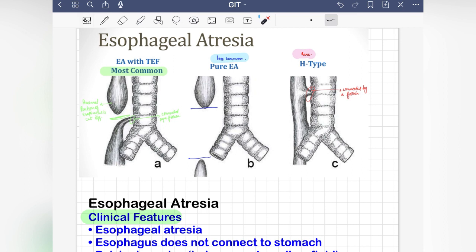Another form of esophageal atresia, which is less common, is called pure esophageal atresia. This is where the esophagus ends in a blind tube and the more distal esophagus is not connected to the atresia at all. And then finally, there is a more rare type where the esophagus and the trachea are both separate tubes, but they are connected by a fistula.